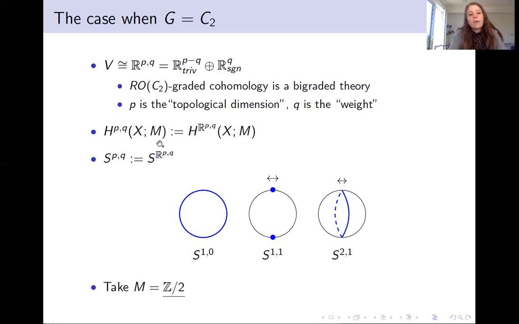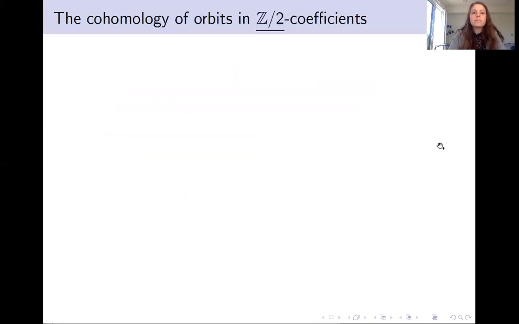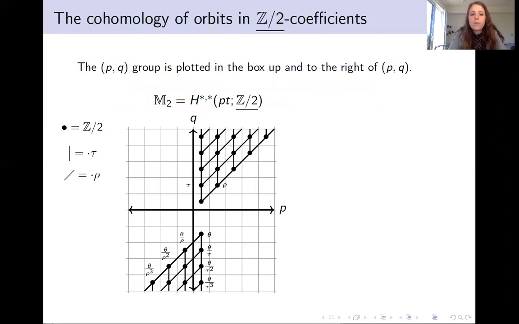And then we're going to be working with the analog of Z2. Okay, the one last piece of background I need to give you is the cohomology of the two orbits. So let me start with the cohomology of a point, which is our fixed orbit, our C2 mod C2.